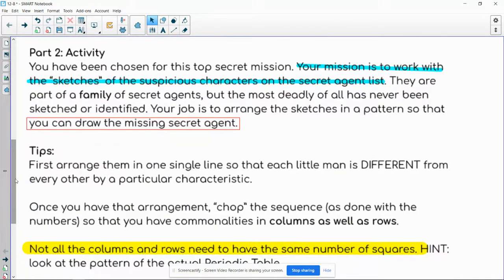Now, for your activity, you are going to try to do this organization. It's similar to the periodic table of elements because we have to look at each one of these cards. You look at the properties.